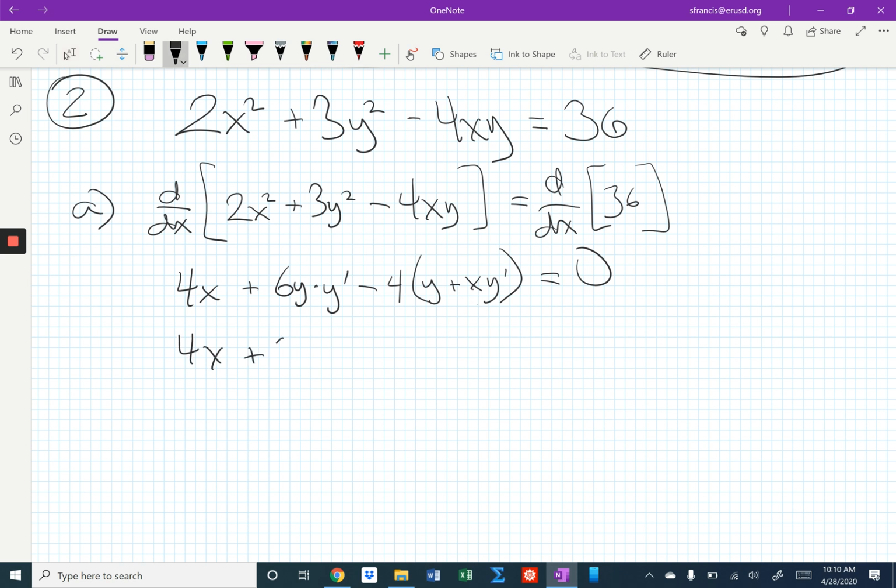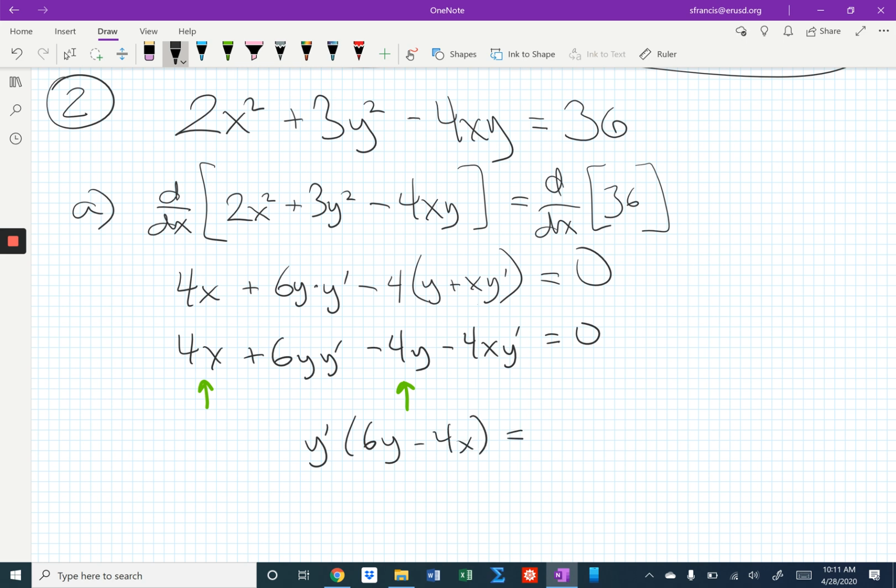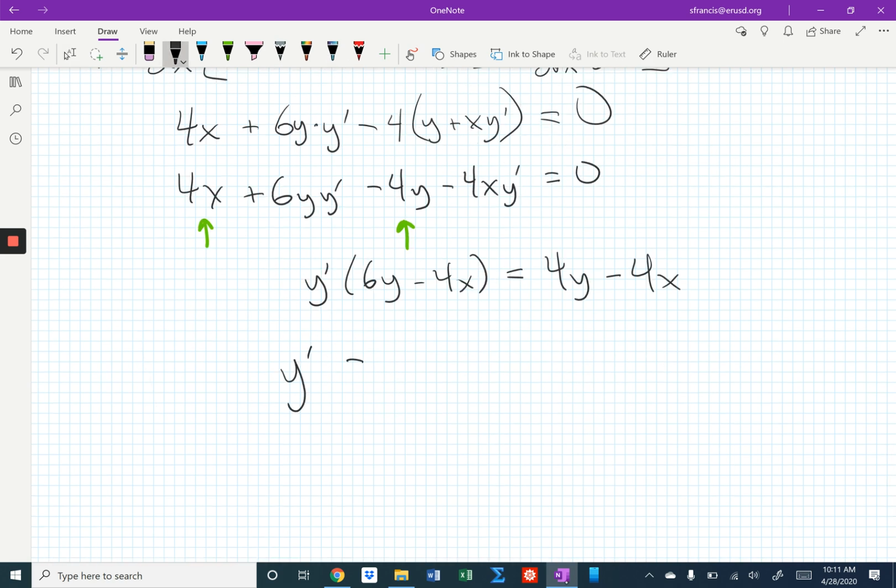So let's do a little bit of the distributive property here like this. The terms that don't have a y prime, that's this term and this term, will subtract or add, get them to the other side. And the terms that have the y prime will leave and we'll factor out the y prime. So when I factor out y prime, from those two terms I'll get the quantity 6y minus 4x, and that's going to equal 4y minus 4x when I add this and subtract this. And then from here, y prime, which is dy over dx, is 4y minus 4x over 6y minus 4x.